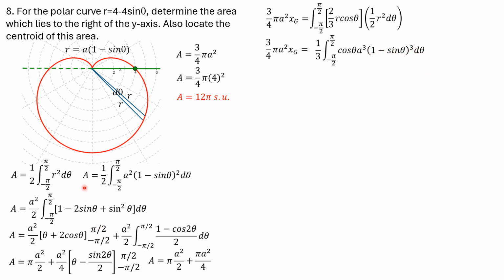By the way, let's go back to this problem first. Since you can use your high-tech calculator, you can evaluate the integral of this. All you have to do is set your calculator in radian mode, and you will notice that the area is indeed 3/4 pi a squared from here. So again, you can use your calculator in evaluating this integral. Set your calculator in radian mode and you will arrive at this result.